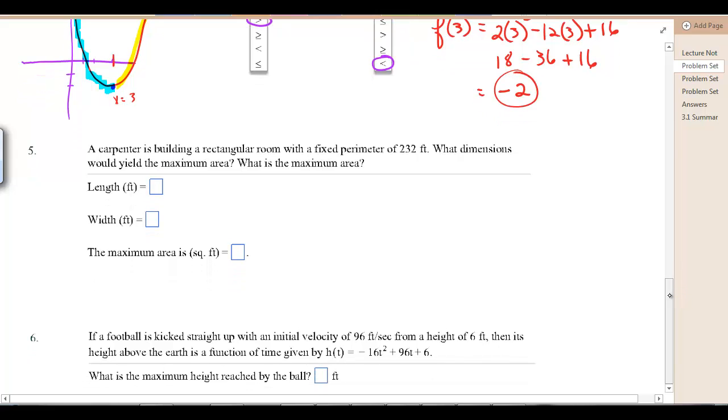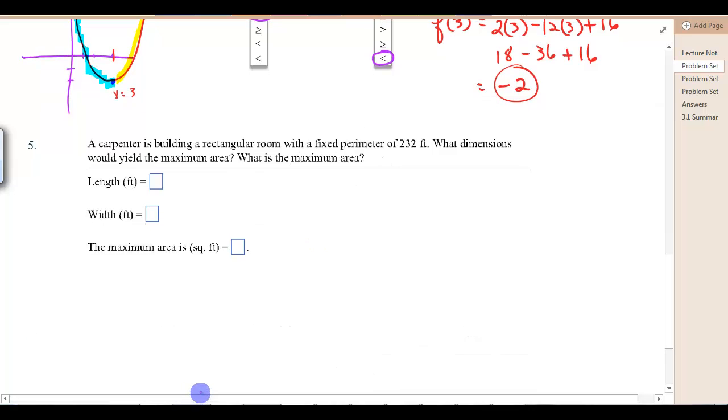Number 5. A carpenter is building a room with a fixed perimeter of 232 feet. What dimensions would yield the maximum area? All right, and you may be wondering, what does a rectangle have to do with quadratic? But this is where we're going to model what we've got, and quadratics will come in handy.